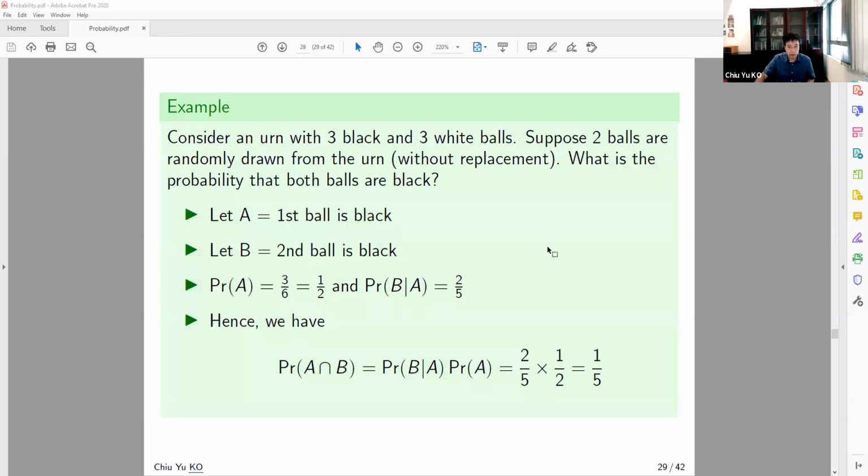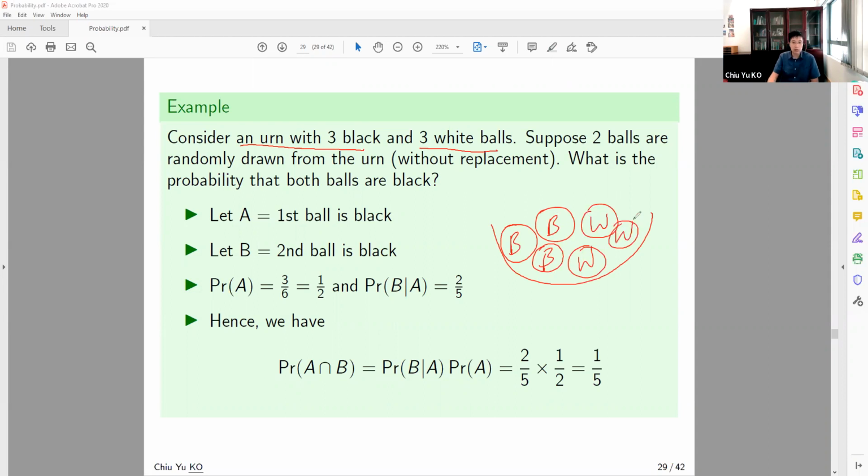Okay, so let me end this slide with an example. We have a little bit of overrun, one minute I guess. So we have an urn with 3 black balls and 3 white balls.